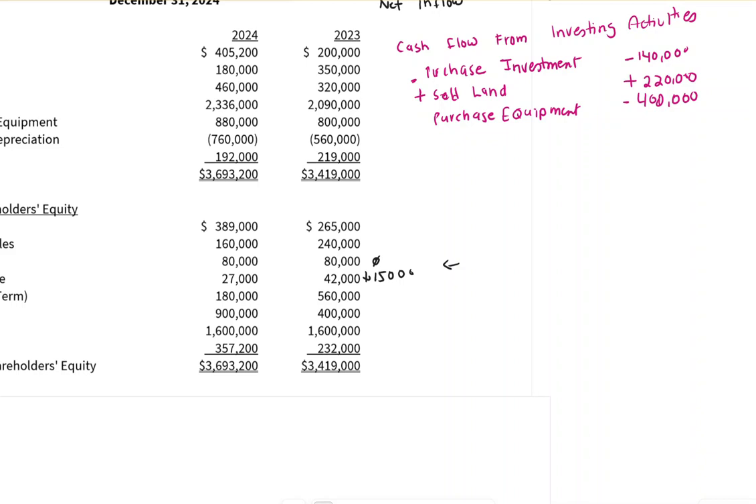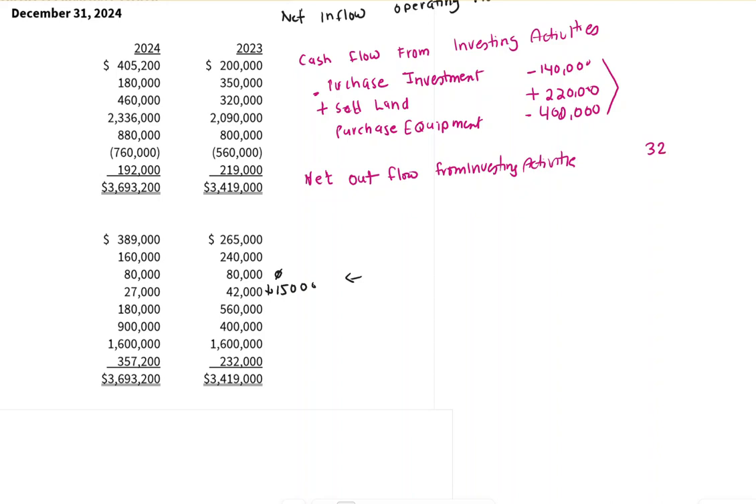Now we are going to go to our next one. In this case, we have a net increase or net inflow or outflow, depending on whether it's a positive number or a negative number. And I got a net outflow because the number is negative. So a net outflow from investing activities.